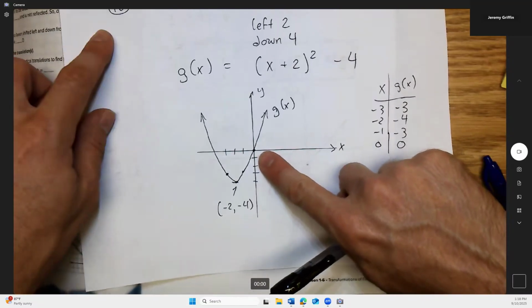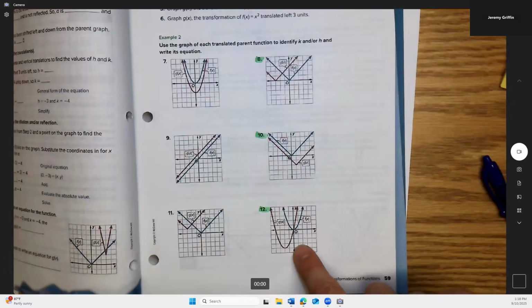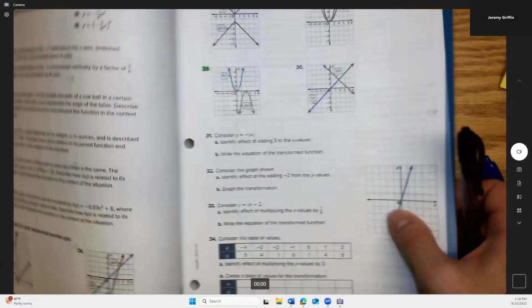Is that what they gave us on number 12? Let me see if it is. Number 12. Oh yeah, that's exactly g of x. It's right there. It's the same thing. All right, so we're doing good so far.